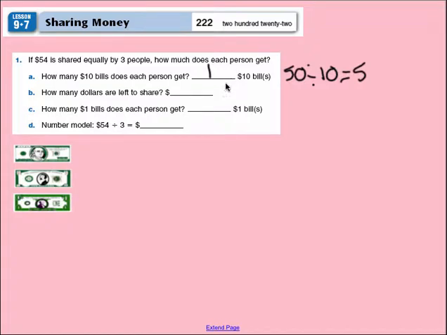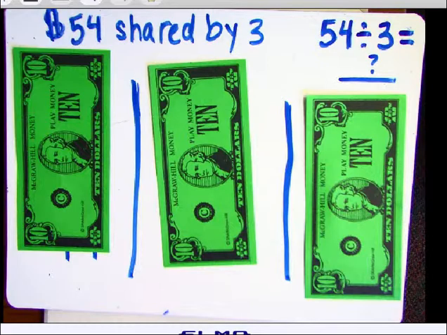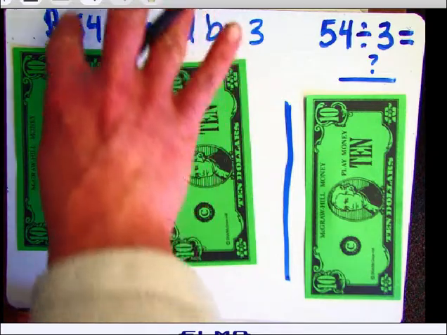I had $54 that I started with. So far, I've given away $30. So I am left with $24. So that means that $24 are left to share equally. How many $1 bills does each person get? I know I have $24, and now I'm only working with dollar bills. So let's go back over here, and I'm just going to make one minor adjustment up here.